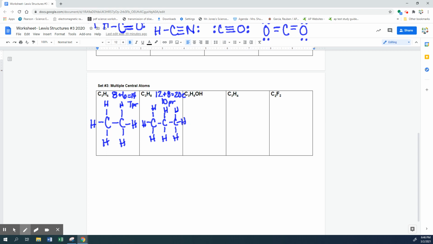This carbon has 1 bond, so it needs 3 more. We used all of our hydrogens. We used all of our carbons. Do we only have 10 pairs? 1, 2, 3, 4, 5, 6, 7, 8, 9, 10. Yes. And everything is happy.